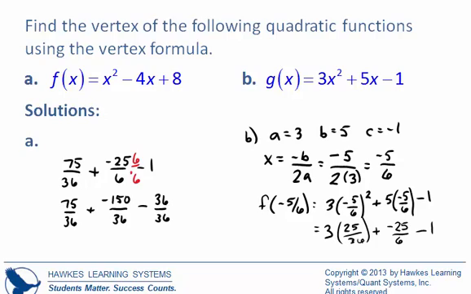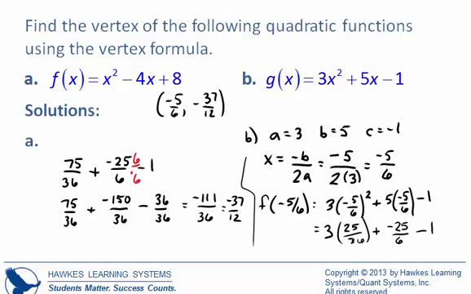a negative 111 over 36, which will reduce to negative 37 over 12. As I said, you may find that you want to use your calculator at some point to calculate that. So for our vertex, our x value, remember, was negative 5/6. And now we found our y value to be negative 37 over 12.